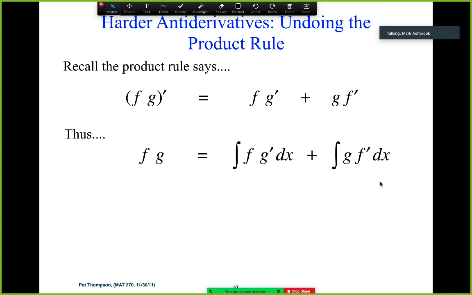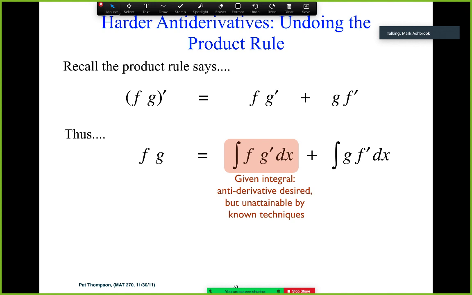Okay? So in this technique, we're not on the lookout for ones like this. We're not trying to recover f times g. That's not what this is about. What this is about is, this is our given integral. This is the one where the antiderivative is desired. It's like one term from the product rule. But this antiderivative is unattainable by known techniques.